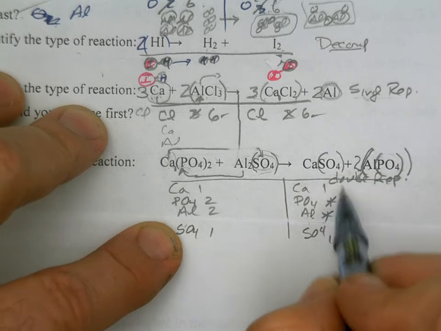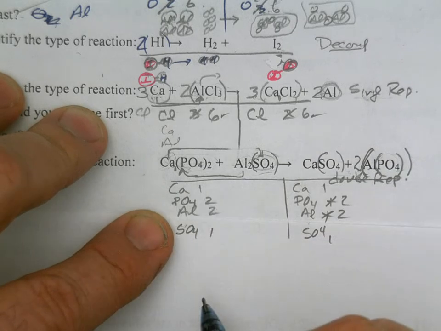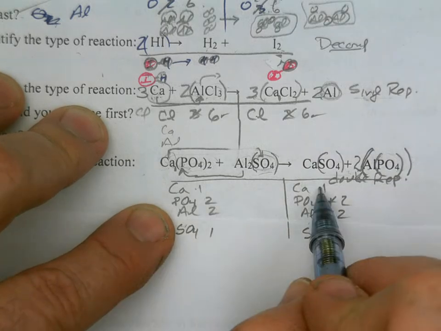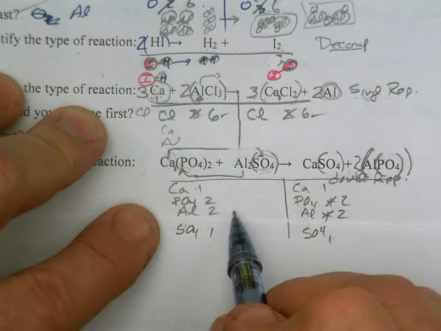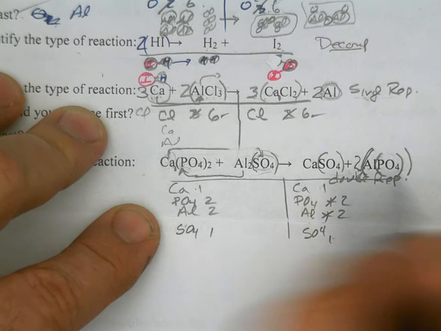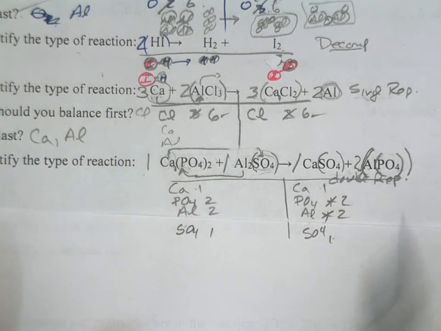And let's come to this side of the equation. Oh, look at that, we've got 2 aluminums and 2 phosphates. Hey, 1 calcium and 1 calcium. I think we're balanced. I'll just double check. Yeah, at this point, we're done. You've got a balanced equation. Coefficients 1, 1, 1, and 2. There you are.